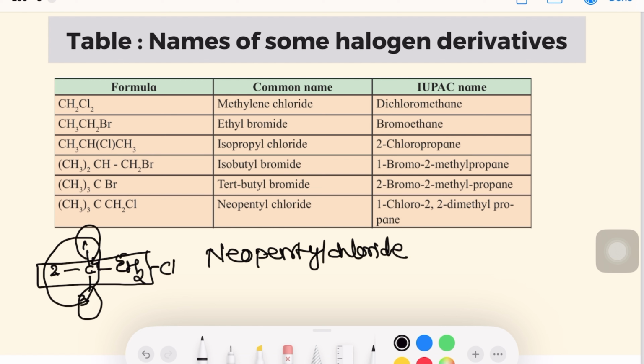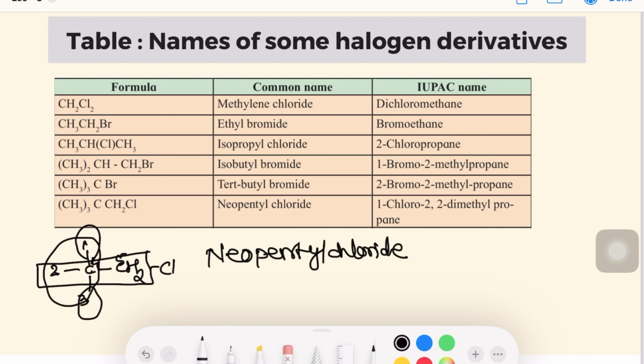And what about the IUPAC name? Then select again the longest chain, so no doubt a long straight chain is there. So naming is given from this side because it contains the halogen, 1, 2 and 3. So the name of the compound is 1, 2, 3. Why is this so?